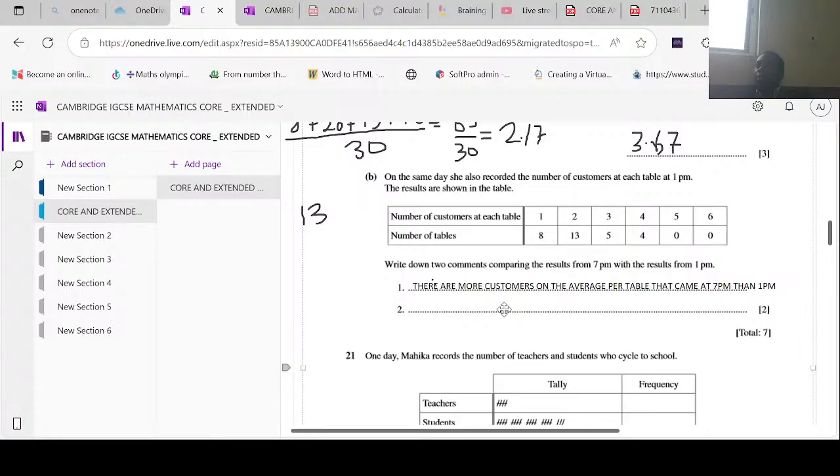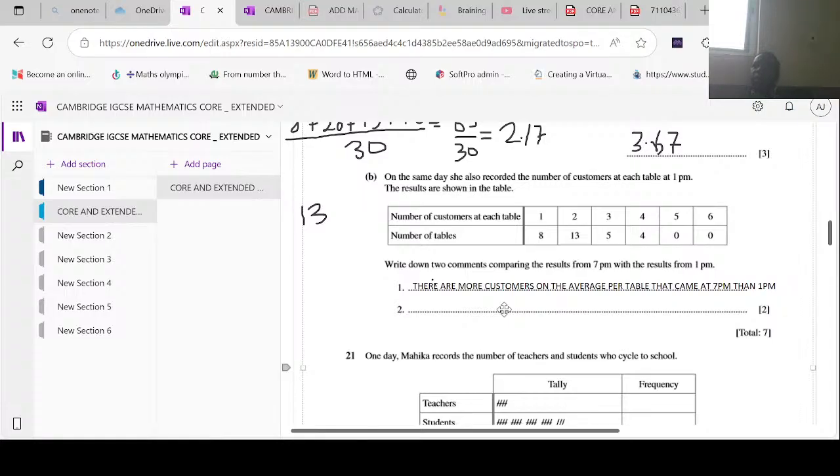Okay, that means we use more tables at 1 p.m. So we use fewer tables at 1 p.m. than we use at... let me see if that's correct. On average, there are more customers in the party that came at 7 p.m. than at 1 p.m. That one makes sense because that average is 3.67. The other one is 3.17.